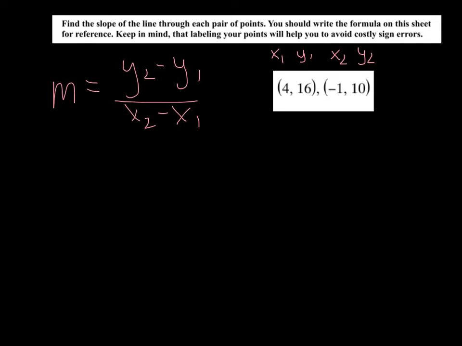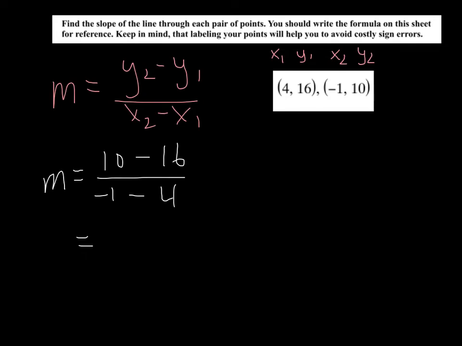I'm going to get right into the work. M equals, and I look over here, calls for y2. I look over here, y2 is 10. So I write 10. Then the formula shows that minus is part of the formula, so I'm going to write minus. And then y1 is 16, so I'm going to write 16, just copying. X sub 2 is negative 1. The formula calls for a minus. X sub 1 is 4.